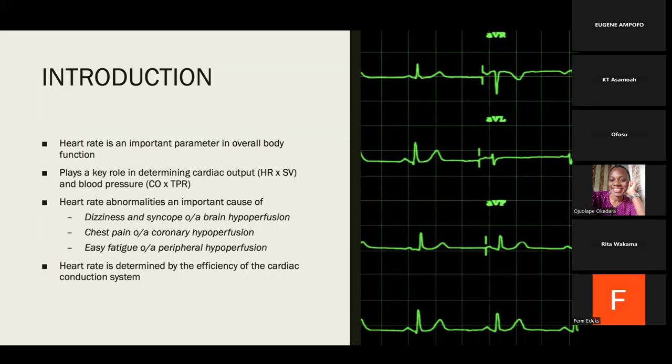Depending on the vessel bed that is hypoperfused, you may have different symptoms. If you have cerebral hypoperfusion, you may have dizziness and syncope. If there's coronary hypoperfusion, it can result in ischemic chest pain. If there's hypoperfusion to the peripheral muscle, then they fatigue easily. And the heart rate is also quite dependent on the integrity of the conduction system. Because when the impulse is fired from the SA node, the integrity of the conduction system is what results in the action potential being transmitted to all areas of the heart to maintain that output that is being sought.